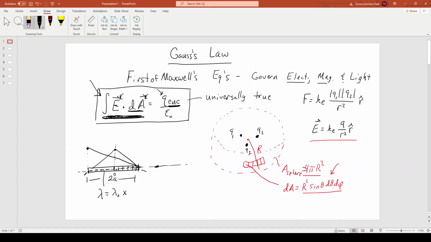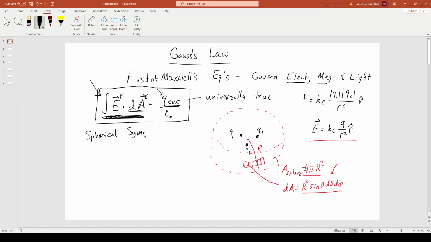On the flip side, when it comes to Gauss's law, there are three fundamental types of symmetry that make this calculable without using computers. And those are spherical symmetry, cylindrical symmetry, and planar symmetry.